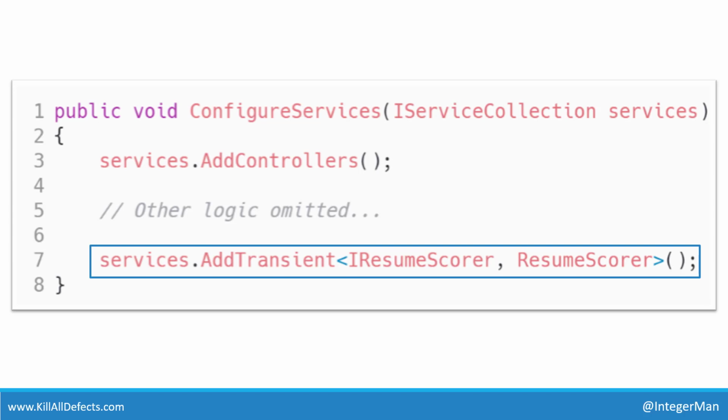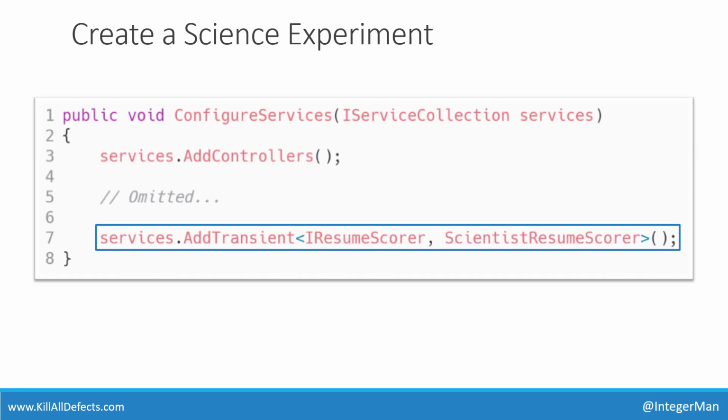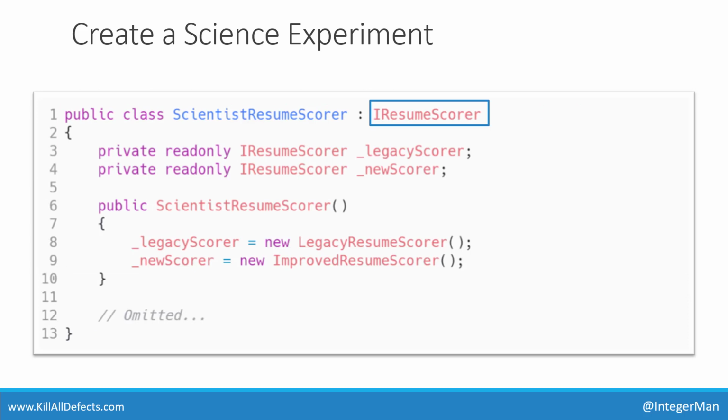So that's kind of what's going on there. Because we're going to be making a new one, I'm going to rename the resume scorer to legacy resume scorer, and I'll create an improved resume scorer. Now you might think that I might just switch over here to improved resume scorer, but remember we want to use Scientist. So I'm going to be creating a new Scientist resume scorer, and I'm going to be substituting that in for iResume scorer.